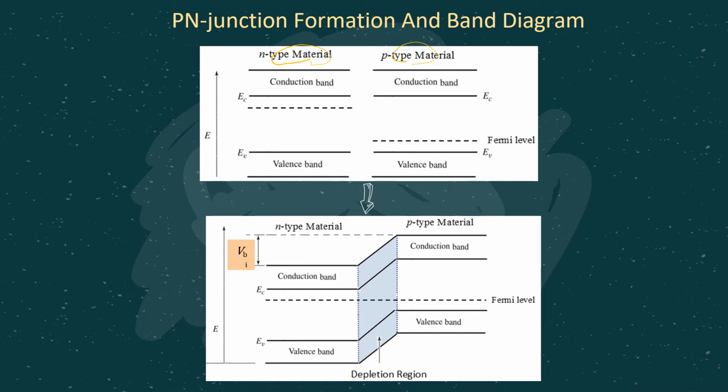This amount of energy is called the built-in potential, meaning the energy needed for electrons or holes to cross the junction. To cross the depletion region, it needs some amount of energy, which is called the built-in potential or built-in voltage, referred to as VBI here.